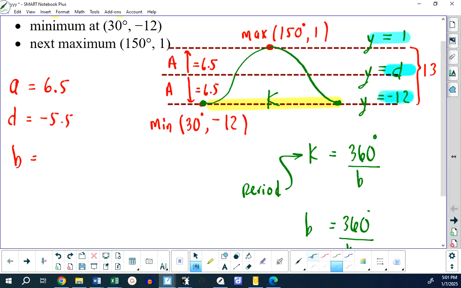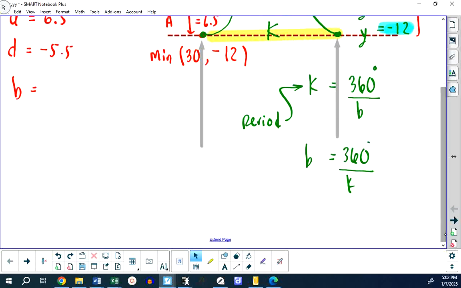When you look at the x-coordinate of the minimum, it's 30. This point has a horizontal location of 30. This point has a horizontal location of 150. So if I take 150 and subtract 30, the distance horizontally between those 2 points is going to be 120. But the period is the distance between these 2 lines, which would be twice as great, which means the period is 240.